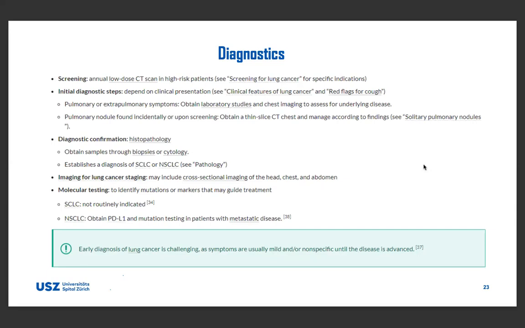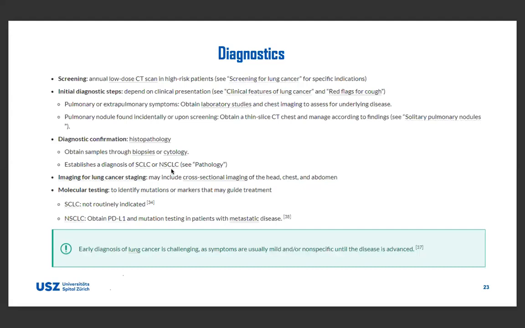Screening can be done with X-ray or low-dose CT. And after the initial diagnostic steps, depending on the clinical presentations, it's important to confirm the diagnosis. Therefore, we need the histological biopsy to make sure what it is, because there you can, in the first step, say: first, is it cancer, yes or no? And if yes, is it small cell lung cancer or non-small cell lung cancer?